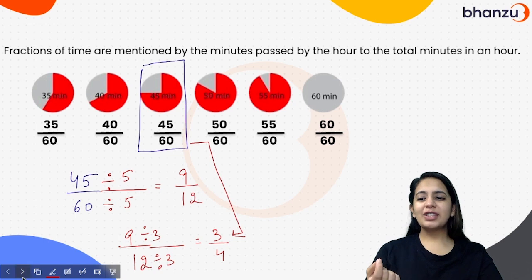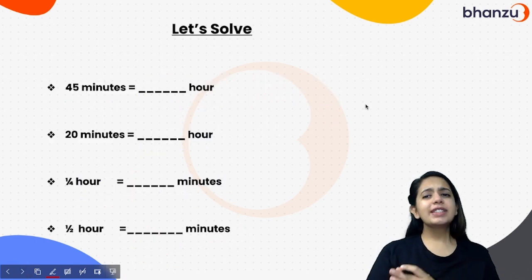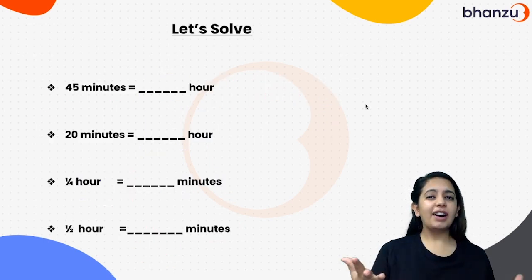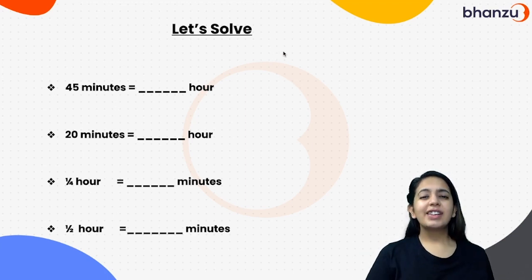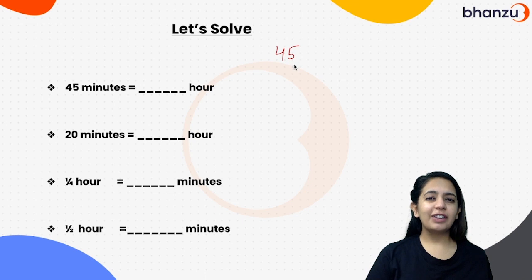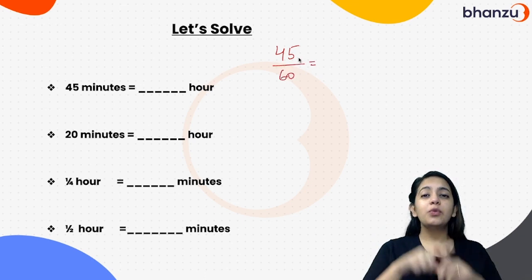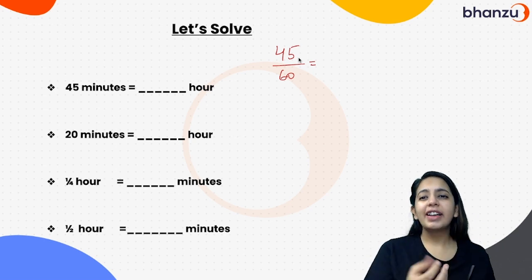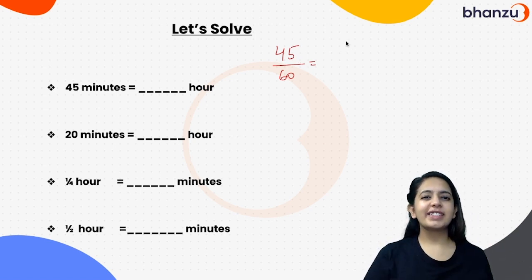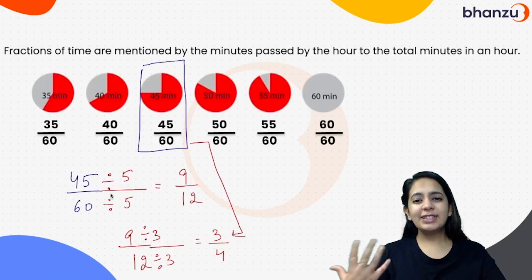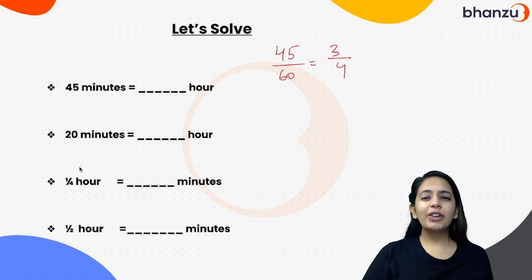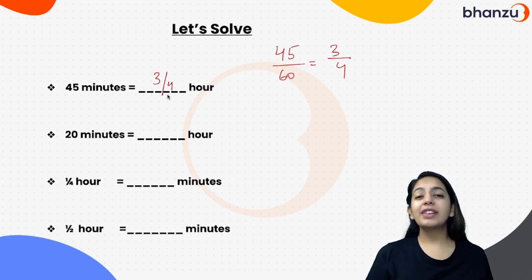Now it's time for us to practice a few questions. So tell me, 45 minutes is what part of an hour? So for that, you have to again find the fraction. That is 45 minutes by 60 minutes is how much? Because we have to find what part out of the whole hour constitutes 45 minutes. We just saw the simplest form for 45/60. That was 3/4. And if you recall, let's go back to this. Okay, so therefore 45 minutes is 3/4 of an hour.